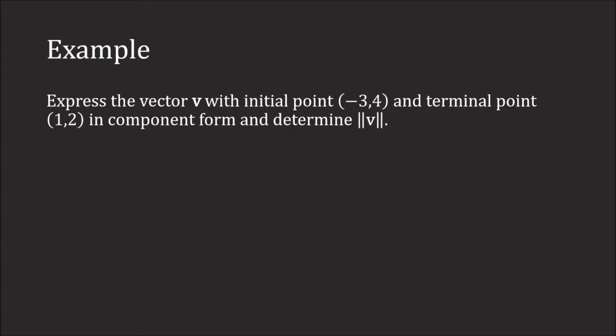We will now express the vector with initial point negative 3, 4 and terminal point 1, 2 in component form, and then we'll determine its magnitude. So let's go ahead and draw our coordinate system again. So I'll draw 5 ticks on the x in either direction. And I'll do the same for the y.